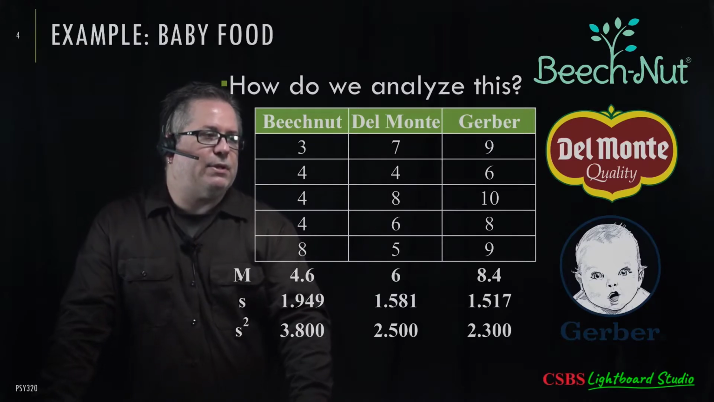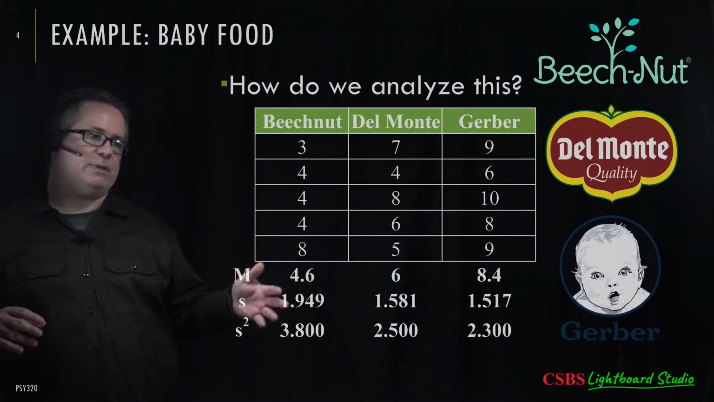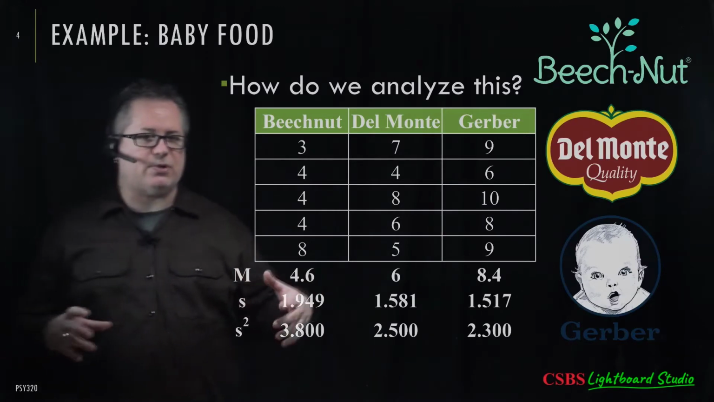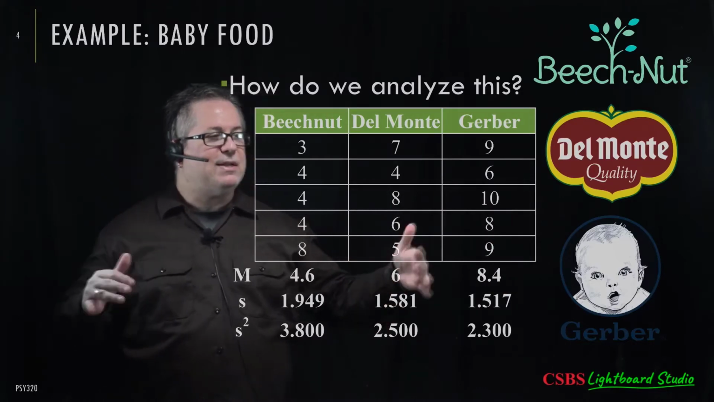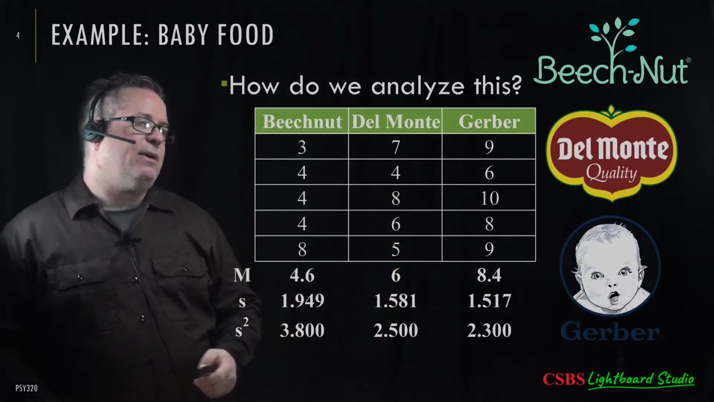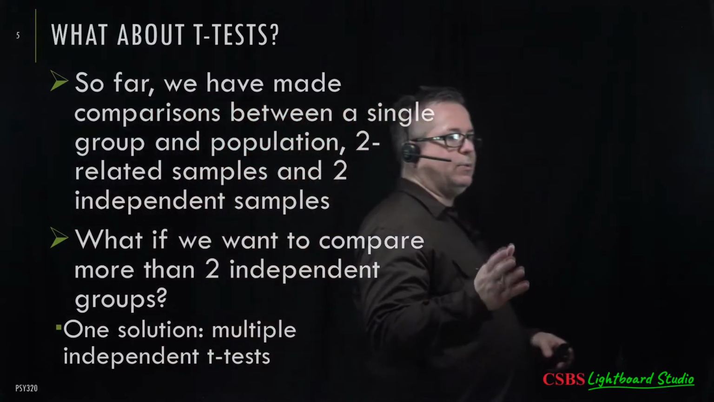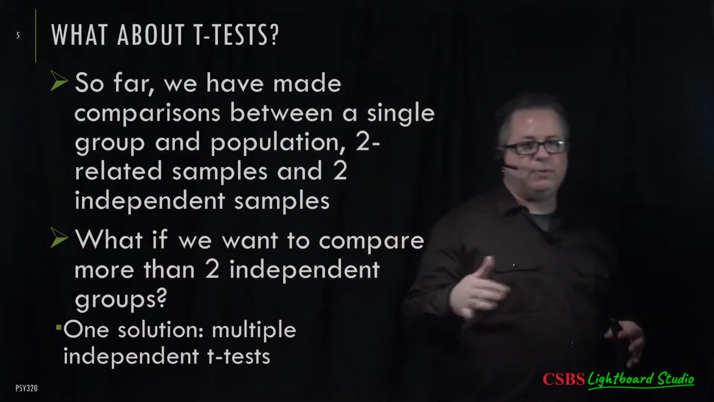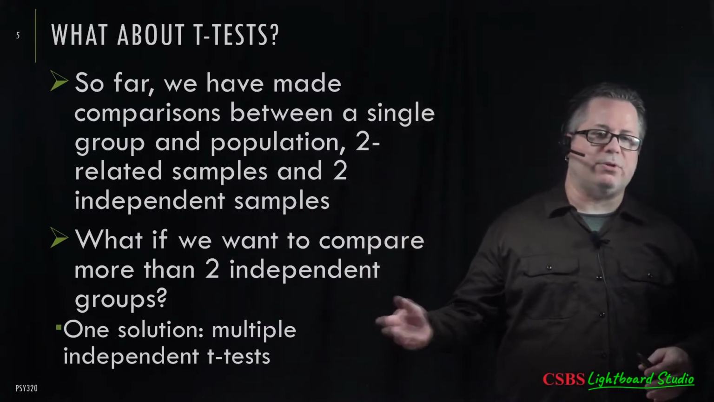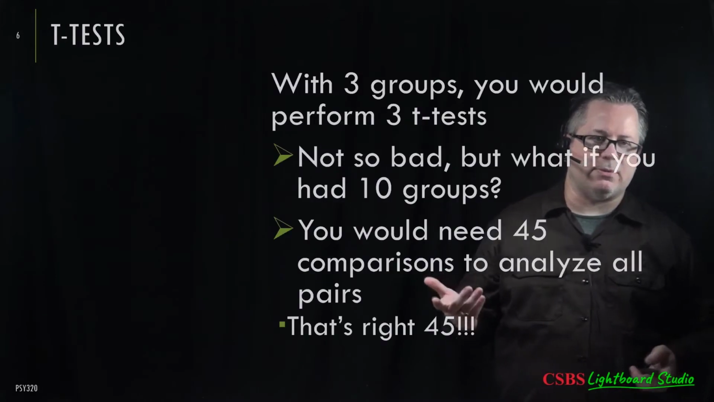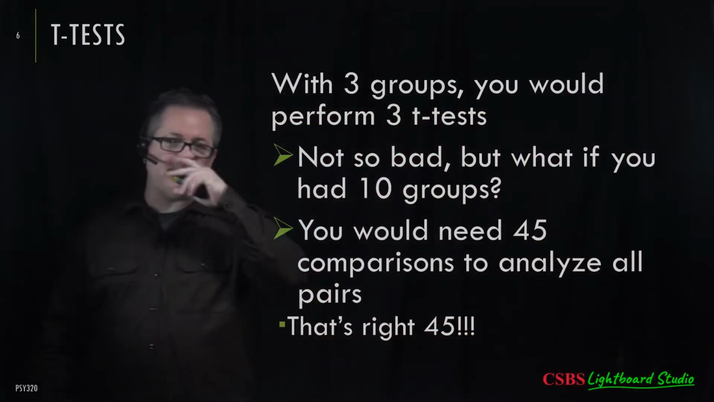And it gets worse. If we had more groups, each time you add a group, it adds another t-test. It starts to grow rather fast. I mean, maybe not quite exponential, but it grows quickly. So far, we've made comparisons between a single group and a population, 2 related samples, and 2 independent samples. If we want to compare more than 2 independent groups, one solution is just to do multiple independent t-tests. Okay, that seems straightforward. And with 3 groups, you'd have 3 tests.